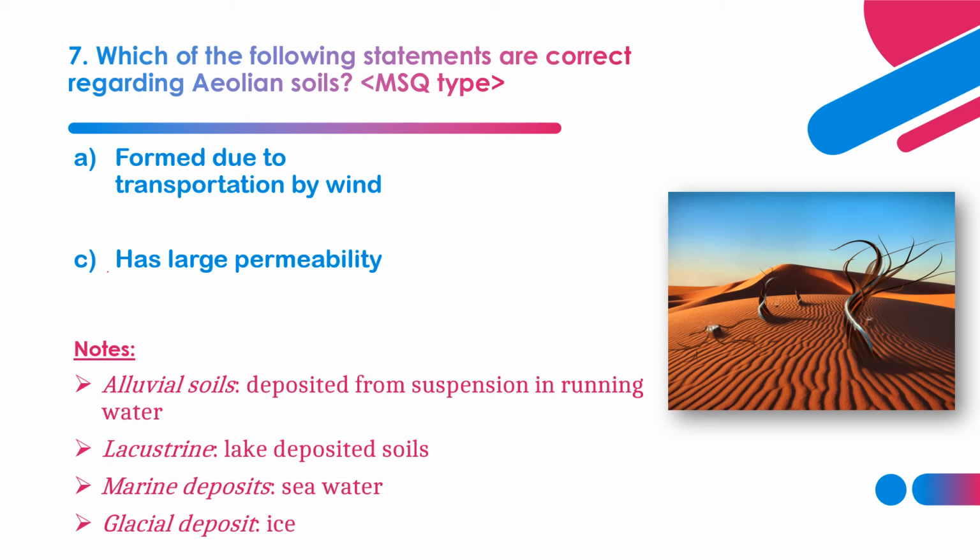Here we can see aeolian soil has large permeability. And what are the other important points? Aeolian soils have more uniformly graded soil particles, large permeability, and high compressibility also. So these are the correct options: formed due to transportation by wind, and it has large permeability, along with the other important types of transported soils we have seen. Now let's move on to the 8th question.